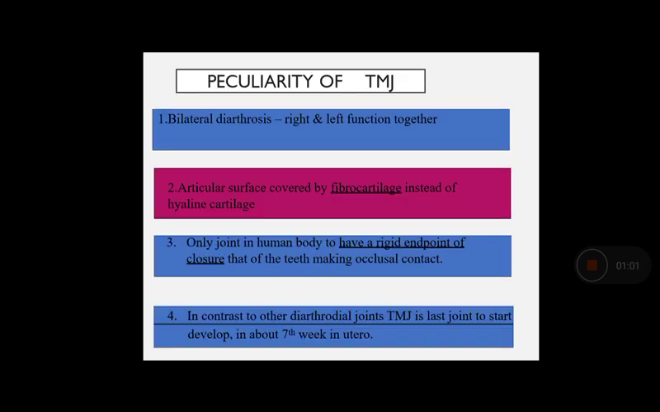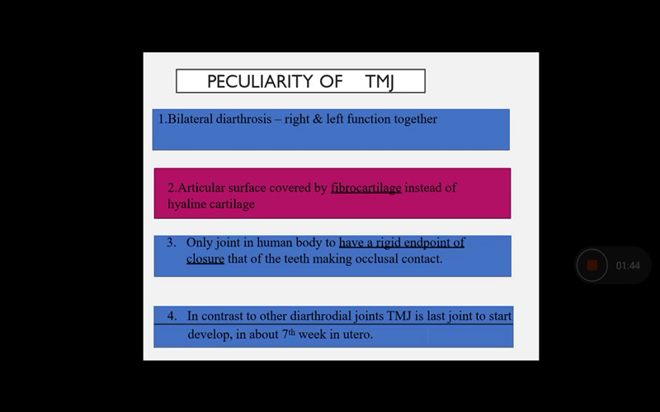Okay, now what are the peculiarities of the TMJ? First thing, it is a bilateral diarthrosis. What does that mean? It means that even though we have joints present on the left and the right side, compared to the other joints of the body that are bilateral, like the joint in your elbow, even though you have two joints, both work independent of each other, that is, the right elbow works independent of the left elbow. But for the TMJ, both the right and the left joints actually function together. So that is the first peculiar feature of the TMJ.